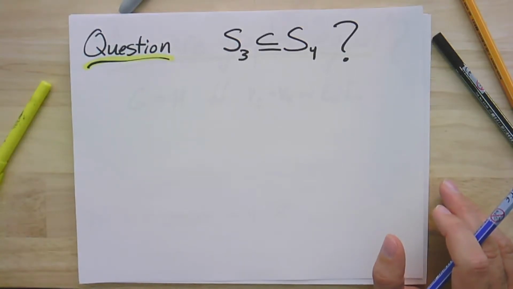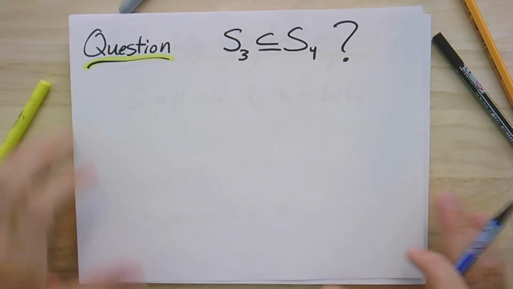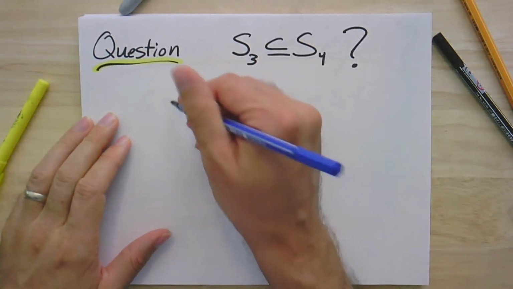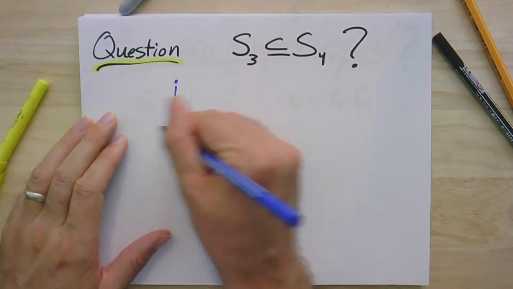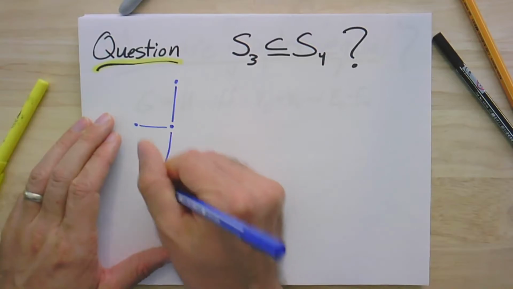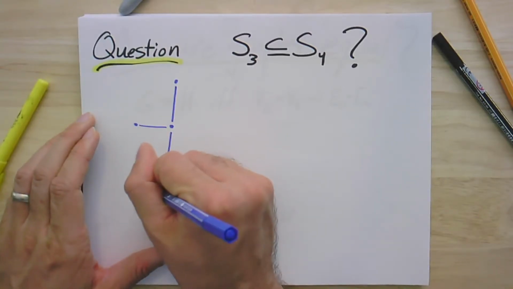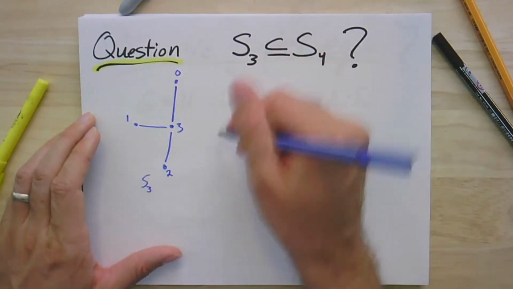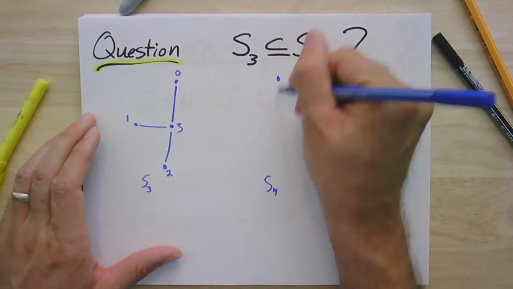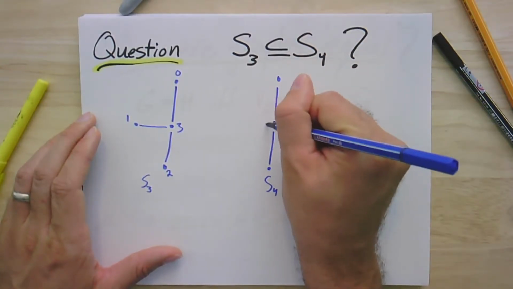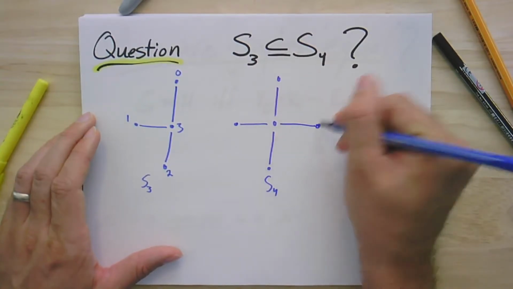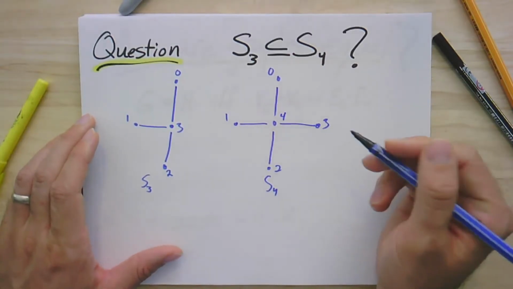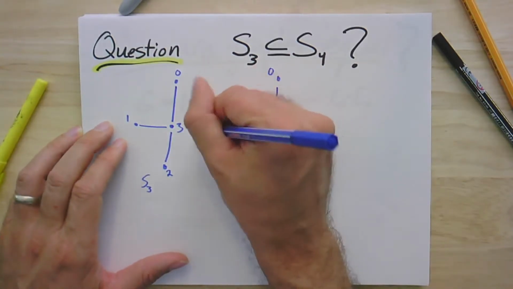But here is where things get a little annoying. Maybe the definition isn't so satisfying when we see this. So let me draw these graphs. S3 and S4 are going to be our stars on 3 and 4 edges. So here's S3. It has vertices 0, 1, 2, 3. And here's S4 over here. It looks very similar. It has vertices 0, 1, 2, 3, 4. Okay, so is this a subgraph?